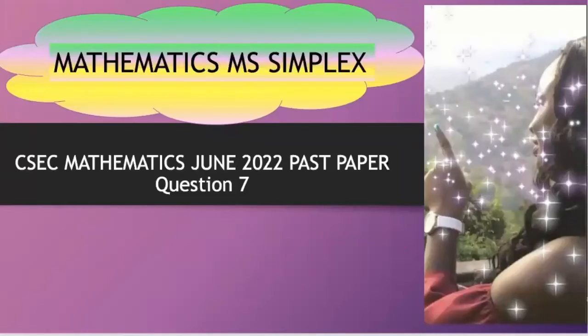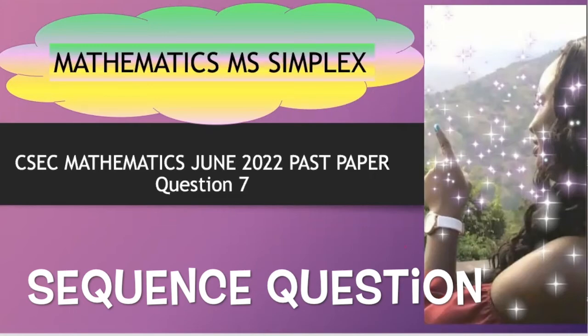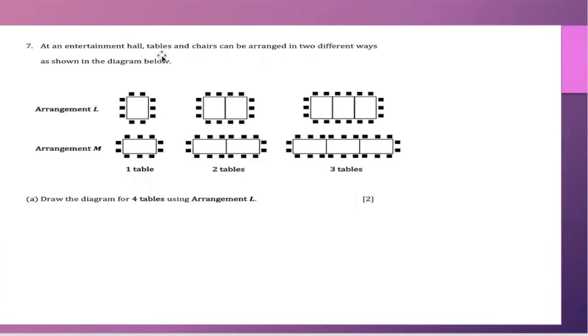Welcome back, everyone. Today I'll be looking at CSEC Mathematics past paper from June 2022. Question 7 is the sequence question. So here we have, at an entertainment hall, tables and chairs can be arranged in two different ways as shown in the diagram below.